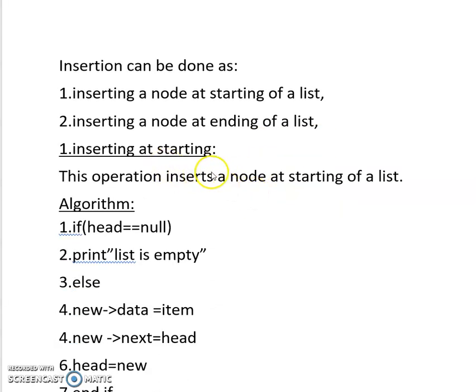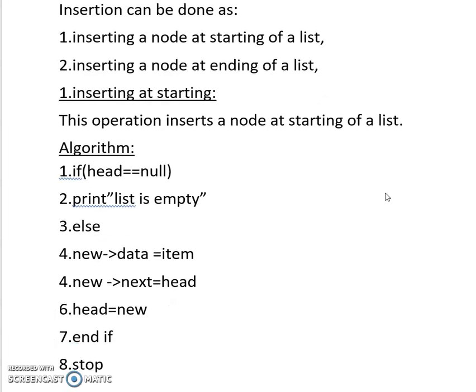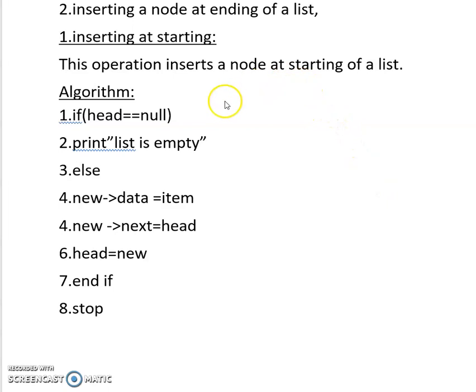First, inserting at starting of a list. This operation inserts a node at the starting of a list. Here we are inserting a node at the starting position of a list. The algorithm for this is: if head is equal to null, that means no list is present there, so it leads to the list is empty.